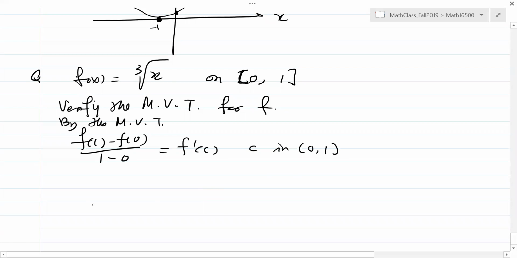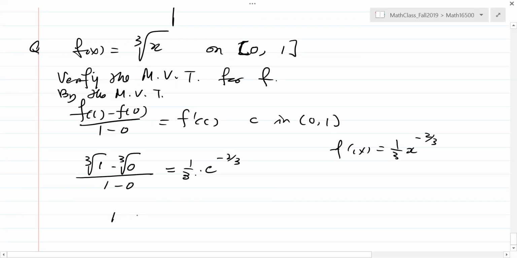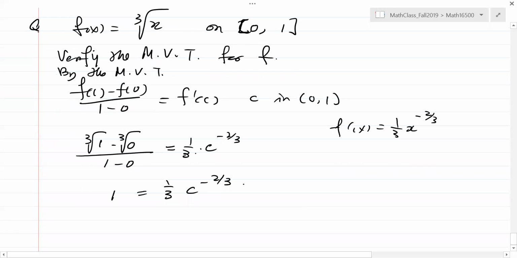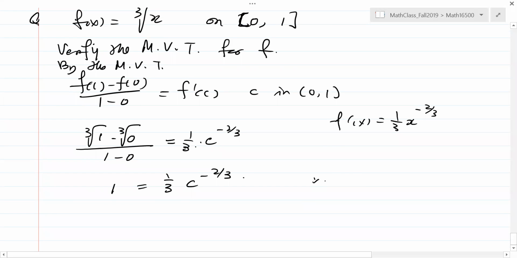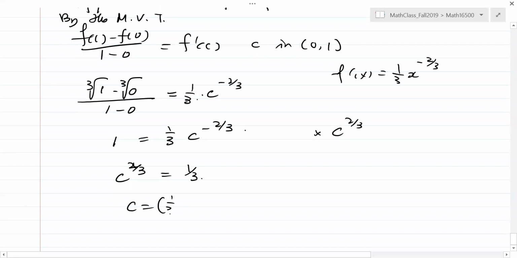So the derivative is 1/3, because f prime of x is going to be 1/3 x to the -2/3. So 1/3 c to the -2/3, okay? So the question is, how do you solve this equation? 1 equals 1/3 c to the -2/3. You multiply both sides by c to the 2/3, right? And then c to the 2/3 equals 1/3. Then c is going to be 1/3 to the 3/2.